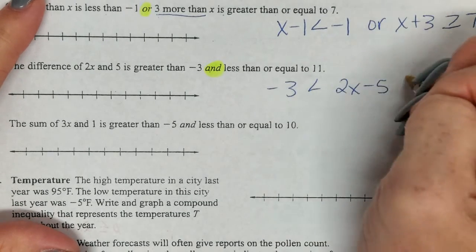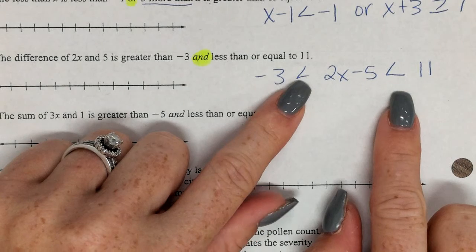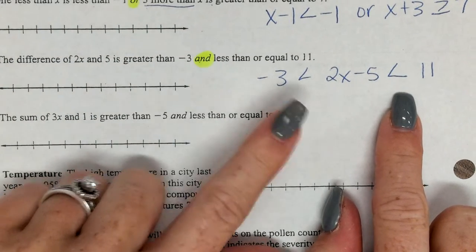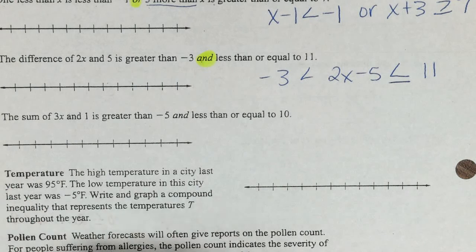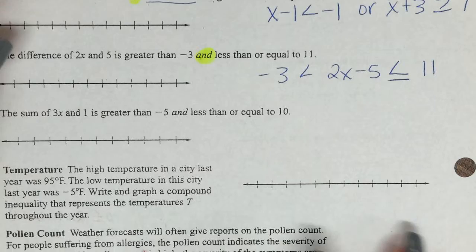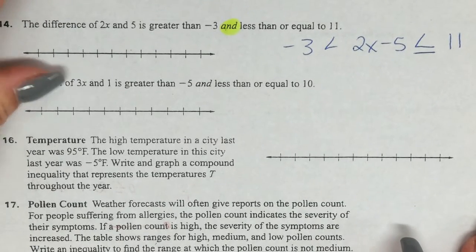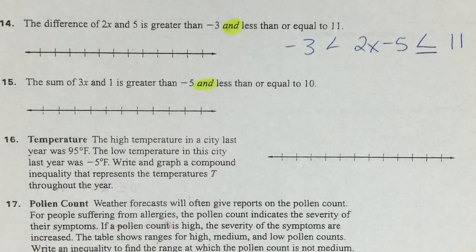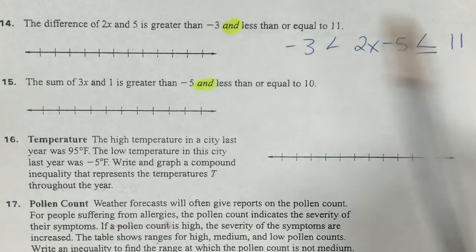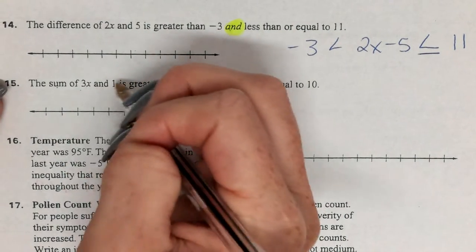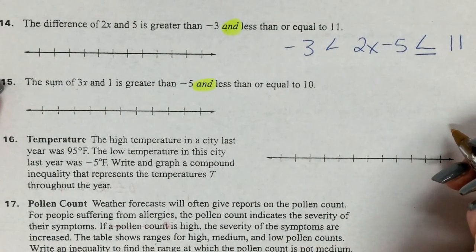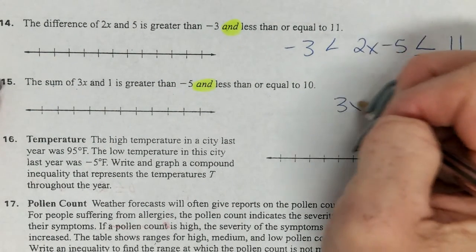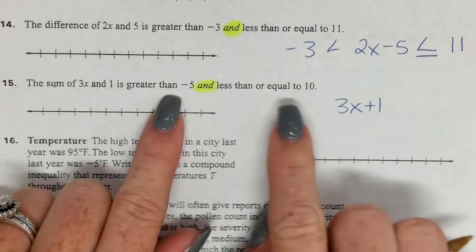So I know it looks like this. Now I just have to decide, are there equal to signs? Yep, very good. Do I have to solve it? Yes, and then graph it. All right, number 15. Is it an and or an or? An and. So where's x going to go? All right, here we go. The sum of 3x and 1. How would I write that? 3x plus 1.